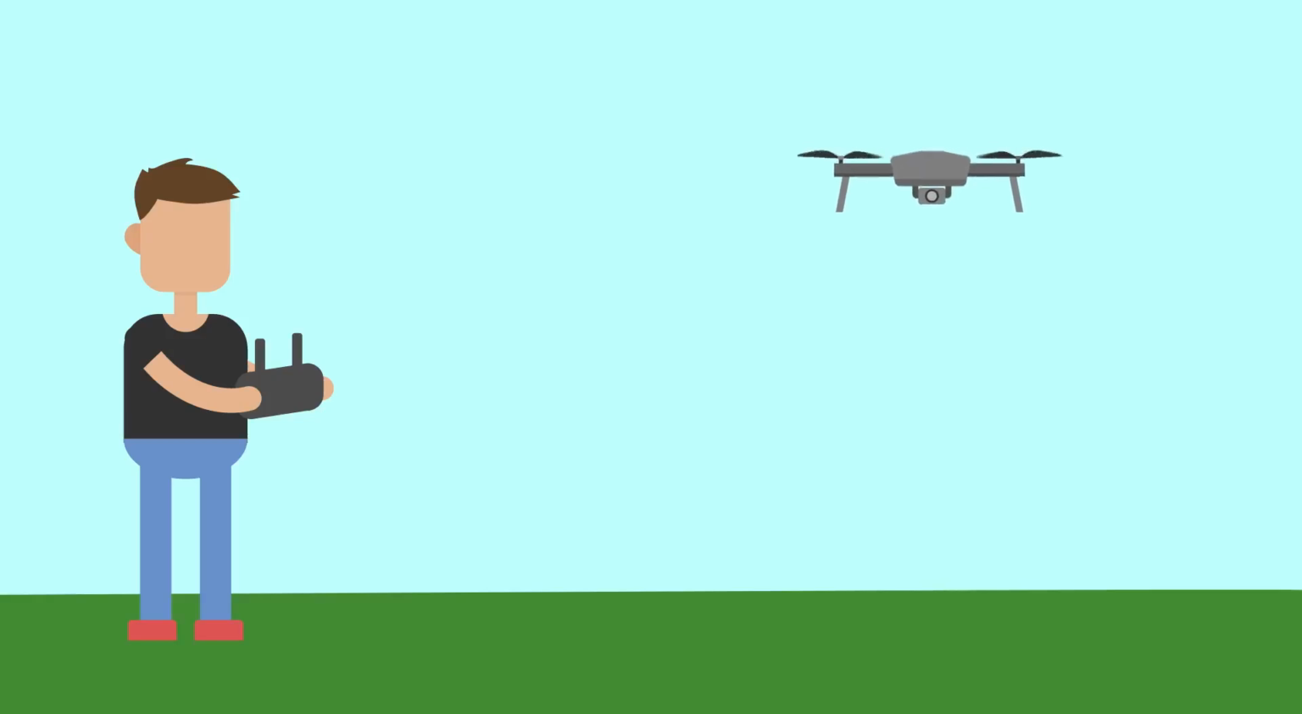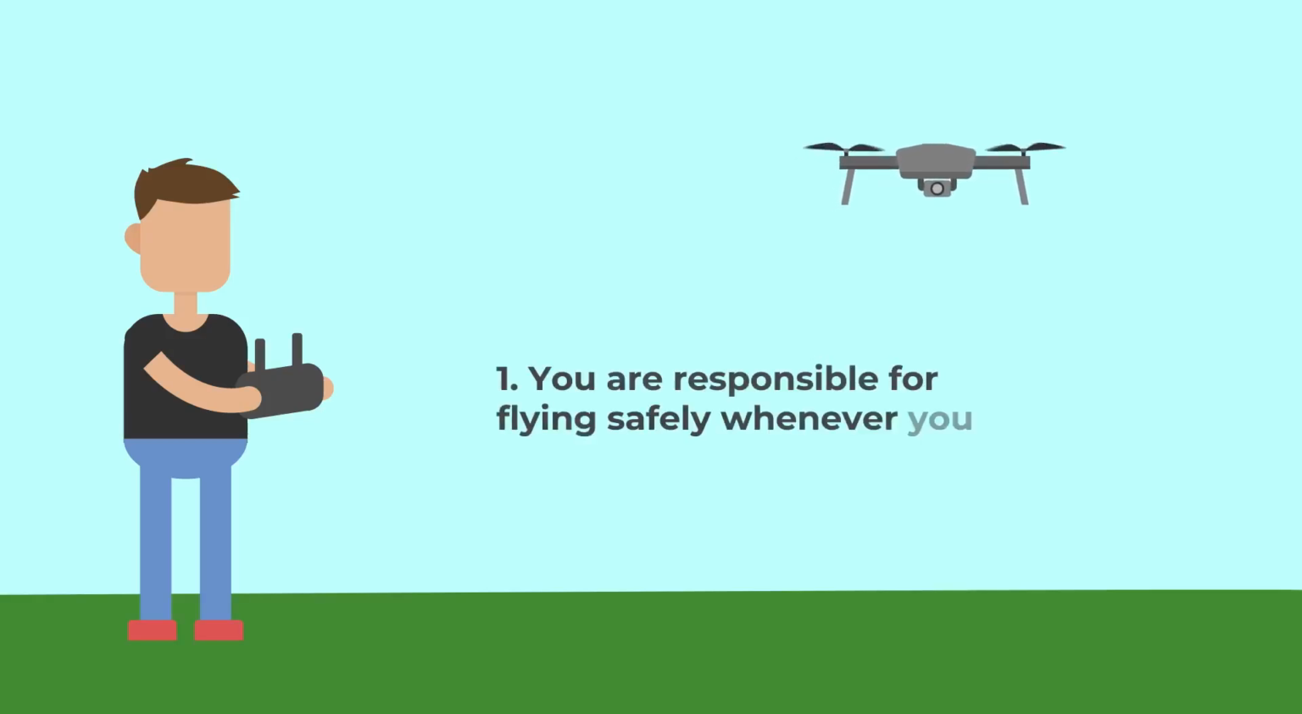First of all, you're responsible for flying safely whenever you fly. Follow this code to make sure you never put people in danger. Always be ready in case something should go wrong with your drone. You could be fined for breaking the law when flying your drone or model aircraft. In the most serious cases, you could be sent to prison.